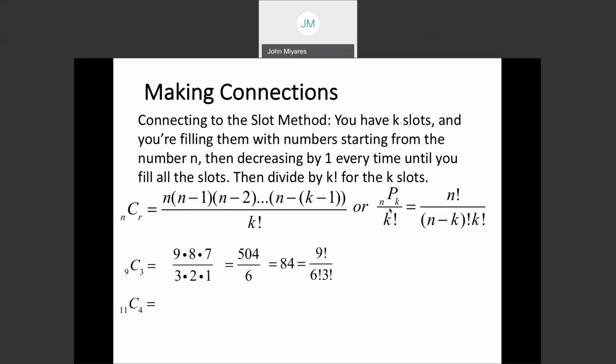To do 11C4, let's say you have 4 slots to fill now in your numerator to get 11 times 10 times 9 times 8, then divide it by 4 times 3 times 2 times 1 to rotate the 4 things among each other. Then divide the results as 7,920 by 24, and you'll get 330. This can also be computed by taking 11 factorial over 7 factorial and 4 factorial.